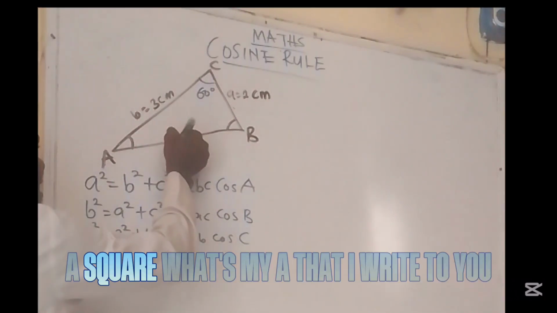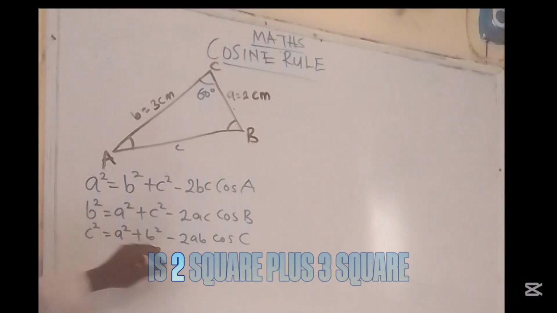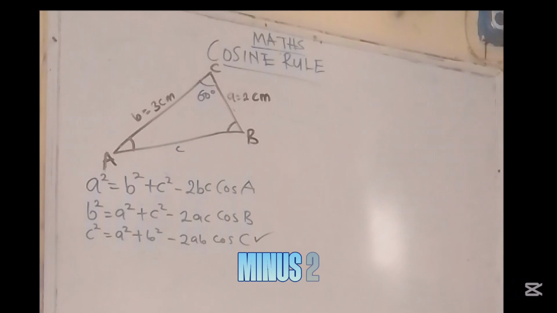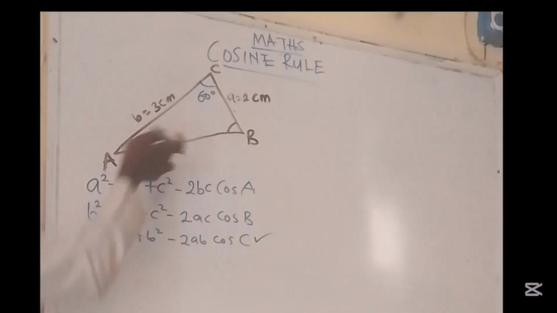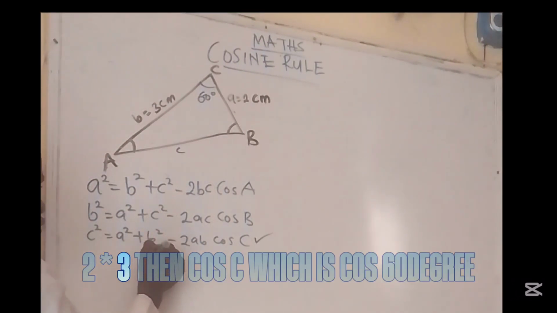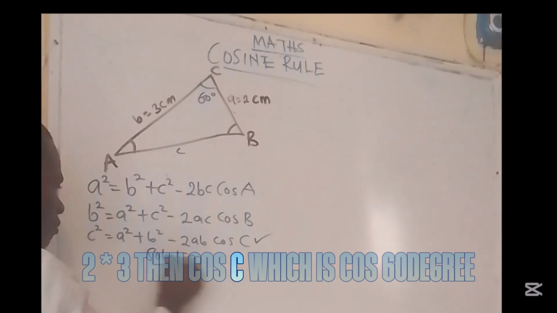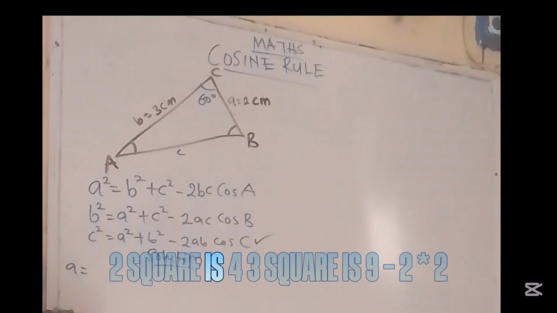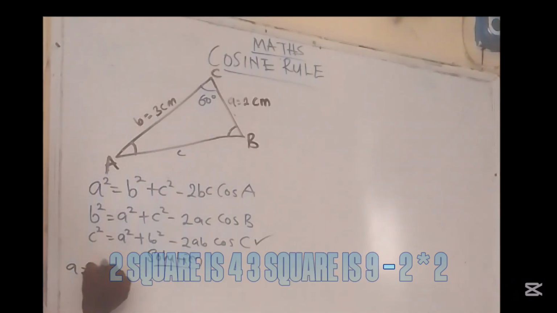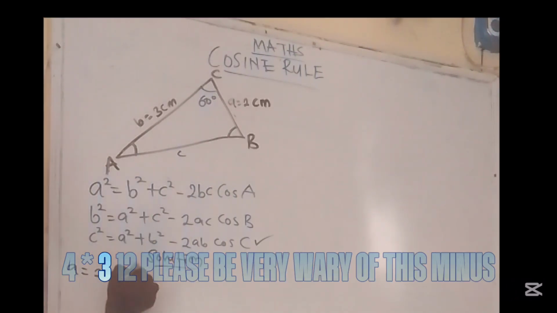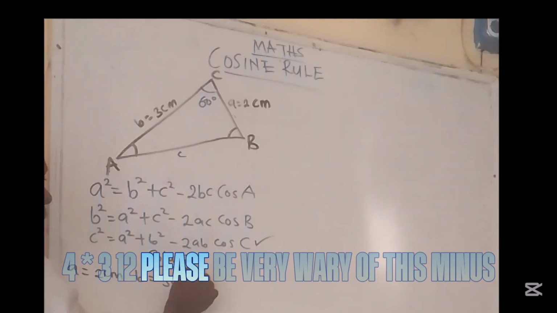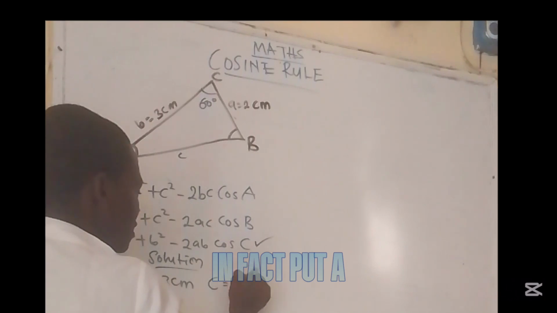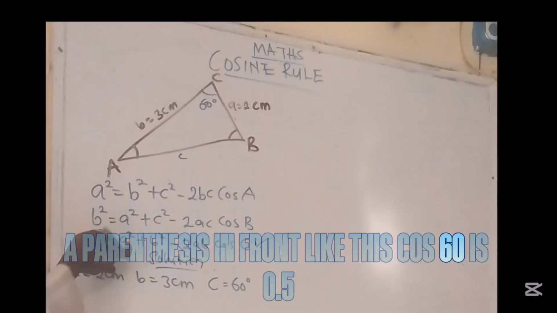So to look for this side c, which is this, I will use this formula. So how do I do it? I will use this formula like this. So, solution. I will write out my parameters first. A equals, what's my A? 2 centimeter. B, 3 centimeter. Then my angle C is equal to 60 degrees. So I'll just input it into this.